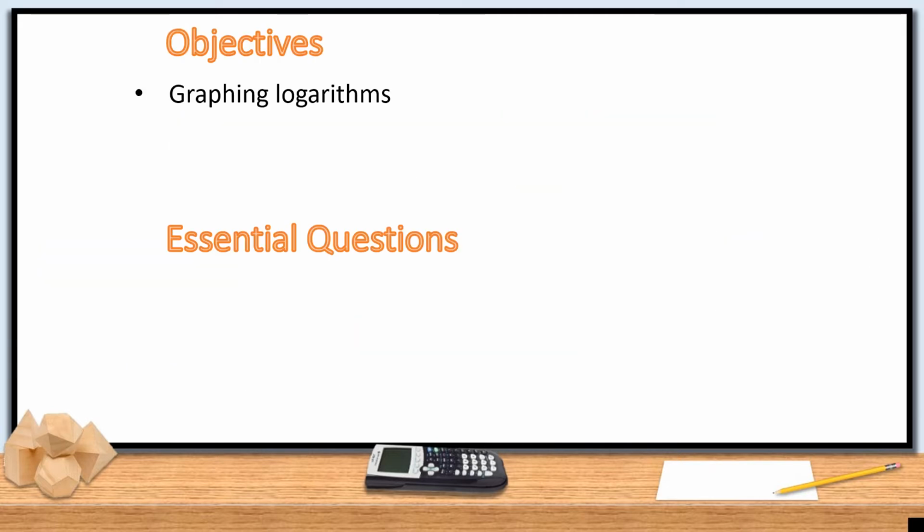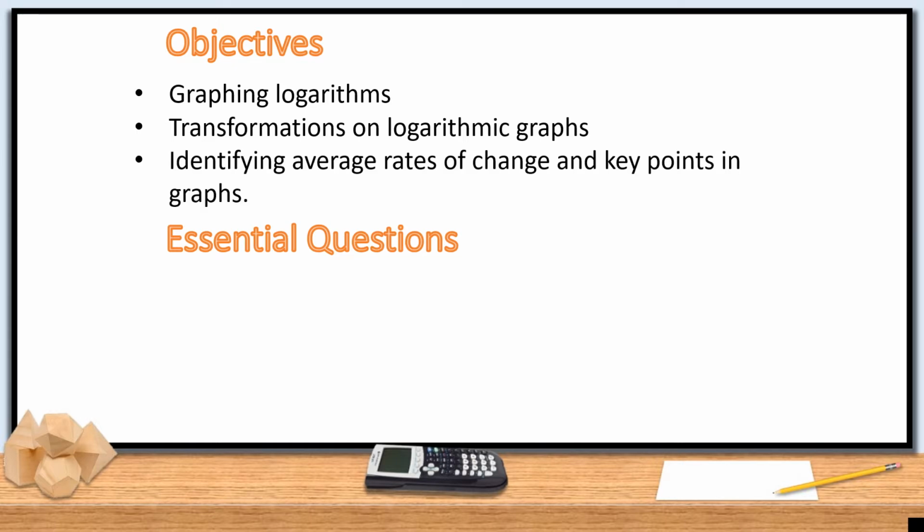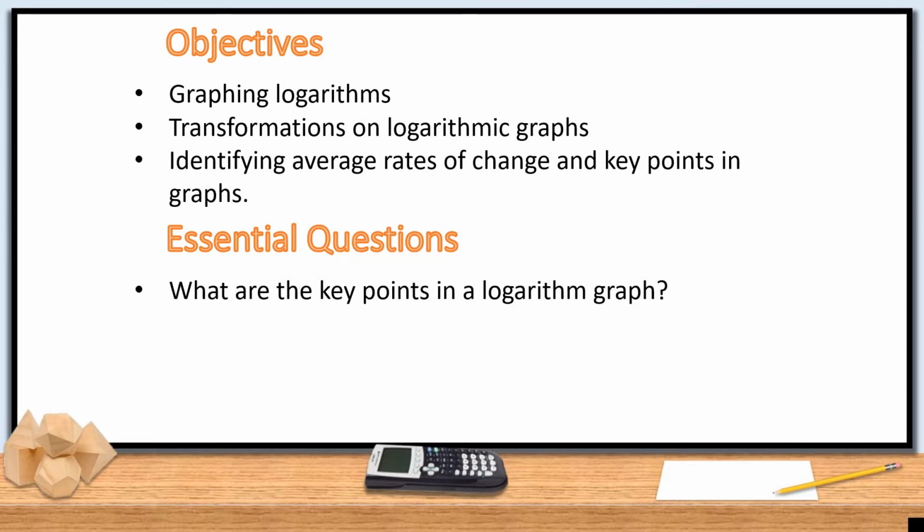So our goals are just taking a look at how to graph them, what maybe we should look for in a graph, and then the transformations. So what are those key values, and then how do we identify them, what effects do they have? And then there's just some other stuff that we should take a look at, such as average rate of change, domain, and range as well.